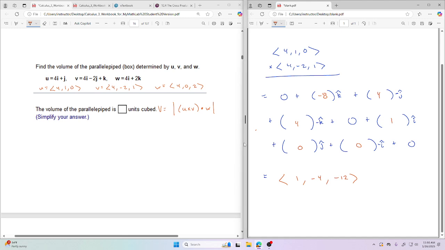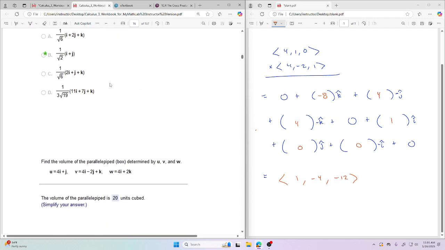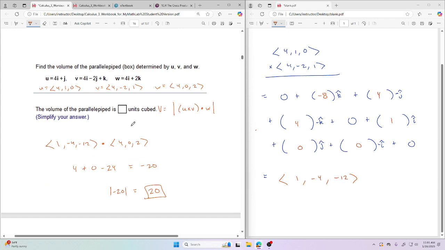But you finished it, I think. -12, and I'm gonna dot it with the other guy. So 1 times the 4, -4 times 0, and then negative 12 times the 2. Negative 24, very good. So negative 20 is that. Now, they're wanting the magnitude of that. Oh, wait, never mind. It's absolute value now. Now let's confirm with the instructor side. We got 20. All that for a 20. That's a lot of work. That's okay.